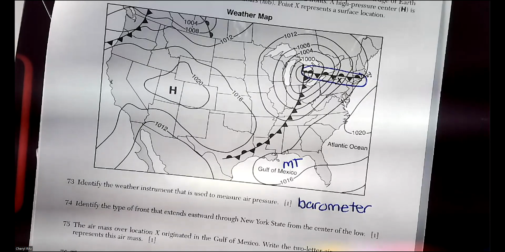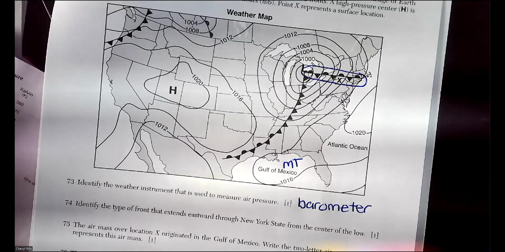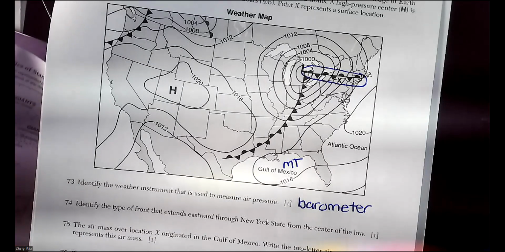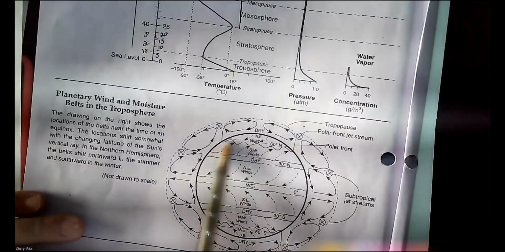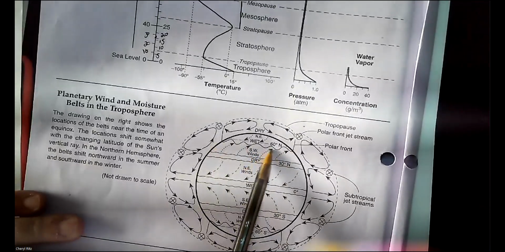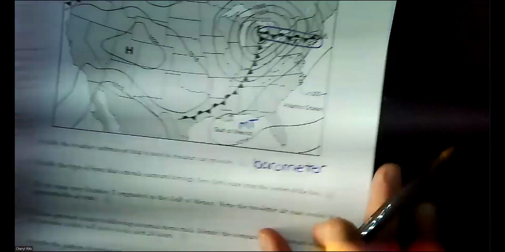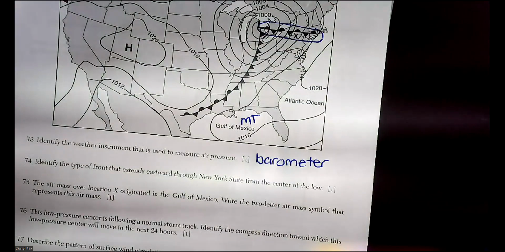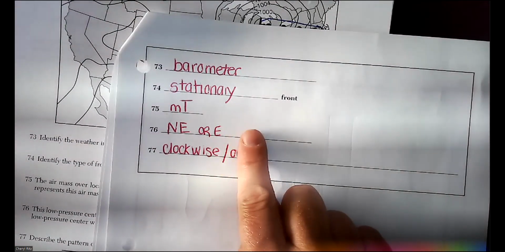And it says, if this low pressure center follows a normal track, which direction will it move in the next 24 hours? Here's where you guys kind of got to remember to look at this reference table. The United States is in this section, so all of our winds blow from the southwest to the northeast. So you would have answered that one northeast. I could have also accepted east. And yes, you can abbreviate them or write them out.